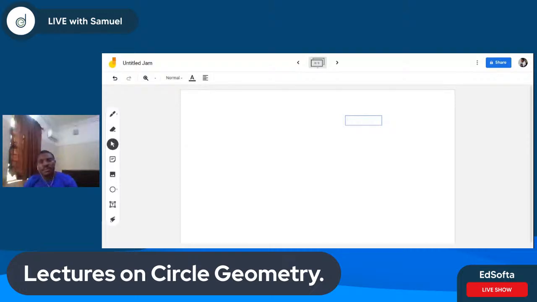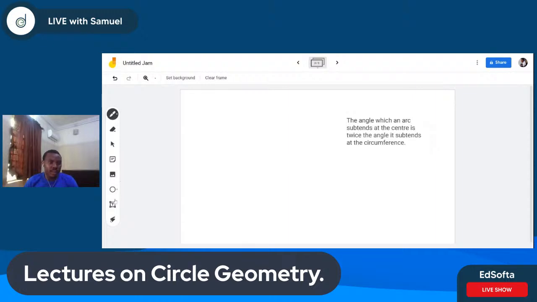the angle which an arc subtends at the center of a circle. This is one of my favorites. The angle which an arc subtends at the center is twice the angle it subtends at the circumference. So let me put that in a visual format so that we can understand better.